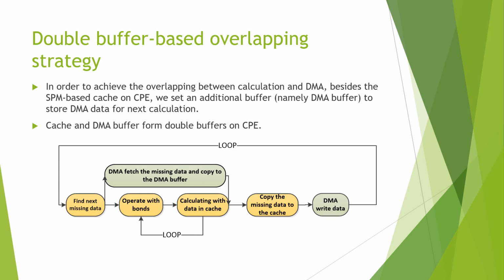Before starting the calculation, each CPE first finds the next group, which is data not in the SPM. Then the CPE fetches the missed data with DMA while calculating with owned data at the same time. The missed data will be fetched to the DMA buffer at first and moved to the cache after the end of this round of calculation.